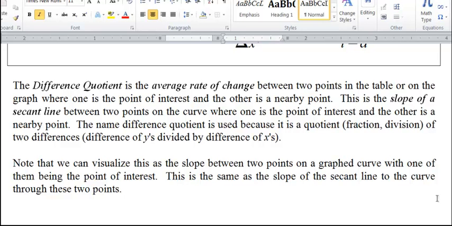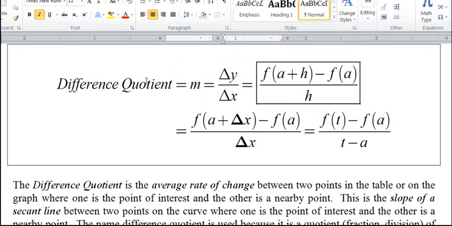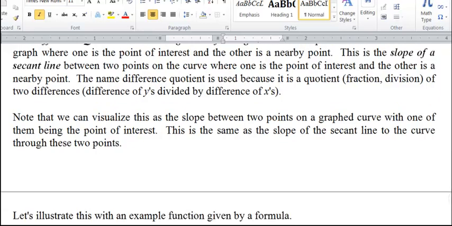Now, why is it called a difference quotient? Why those words? Well, difference means subtract, quotient means divide, and so what we have is the answer to a division problem, a quotient, of 2 differences. Notice both the top and the bottom are differences. Difference of y in the top, difference of x in the bottom. So it's a quotient of 2 differences, hence the name difference quotient.